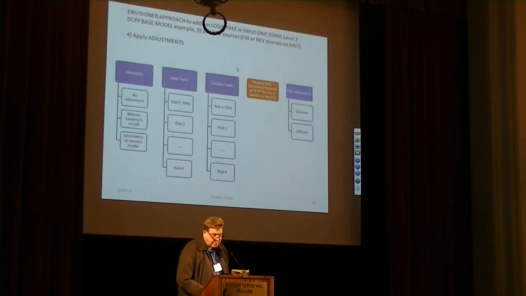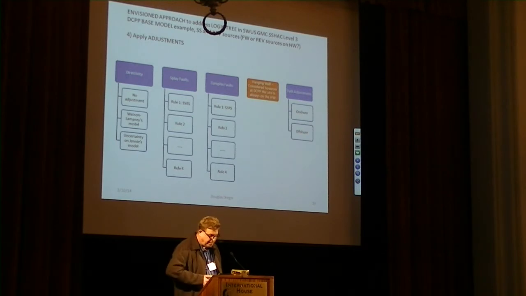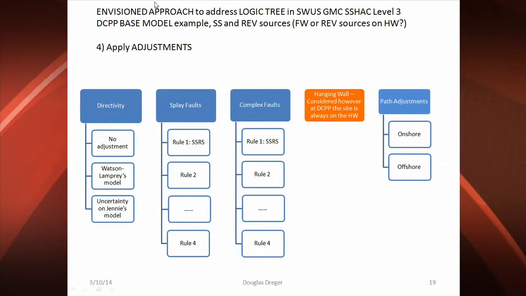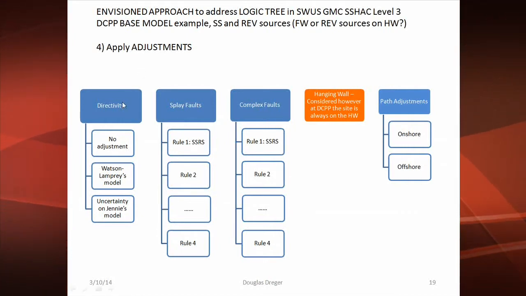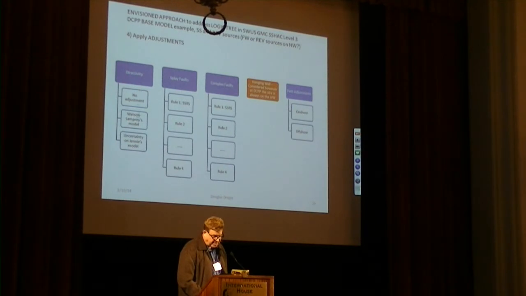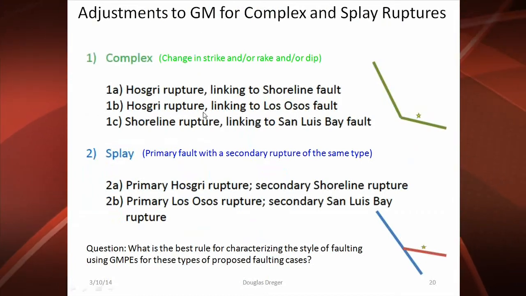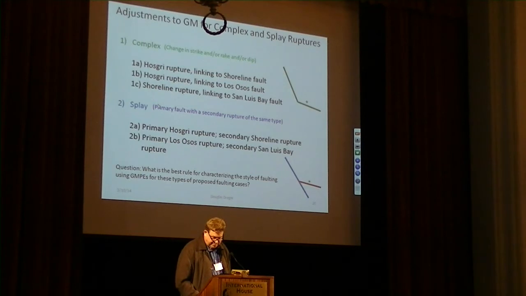And the next thing that needs to be done are the adjustments to these models. I'm not going to say very much in detail about any of these except just to point them out. So one would be directivity corrections that the groups looked at, and Jenny Watson-Lamprey will be presenting her model later on at this meeting. The other is displacement faults and complex faults, and coming up with a rule. As Norm pointed out, there are 4 rules that were considered. It looks like the SSRS is working quite well to capture the behavior for these complex cases and displacement cases.